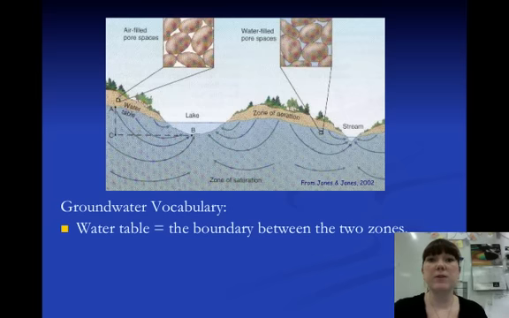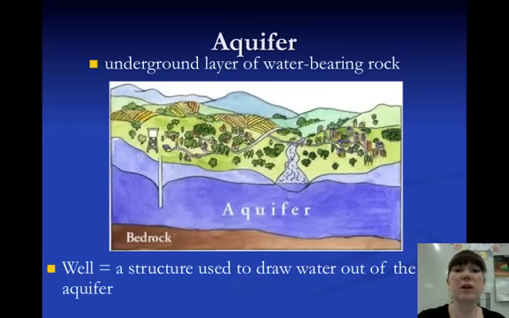So in this picture here, we see a few different vocab words when it comes to terminology for groundwater. The zone of aeration that we see up top here is where we have the pore spaces in the rock that are filled with air. And down here we see the zone of saturation, which is where the pores are filled with fluids. And then the water table is the boundary between those two zones, or the very top of the zone of saturation. We define an aquifer as an underground layer of water-bearing rock.